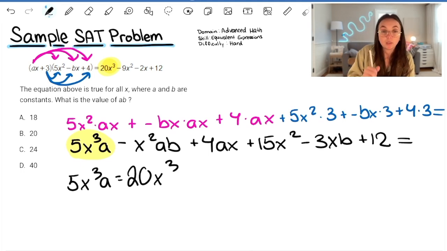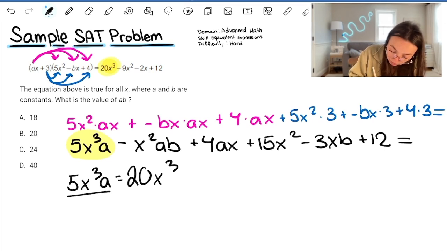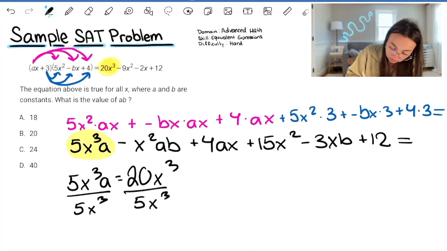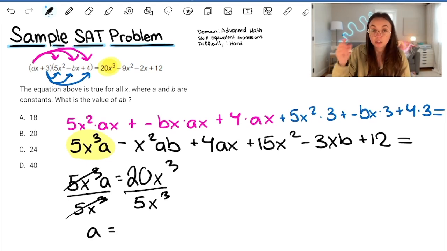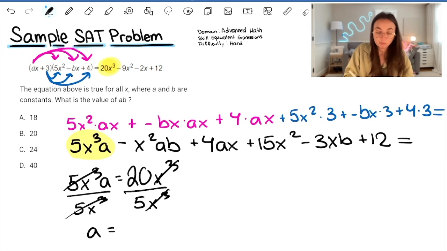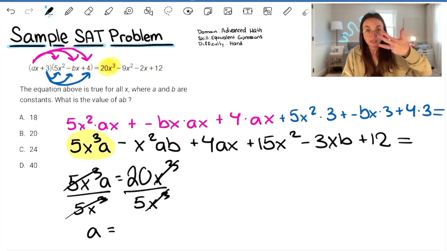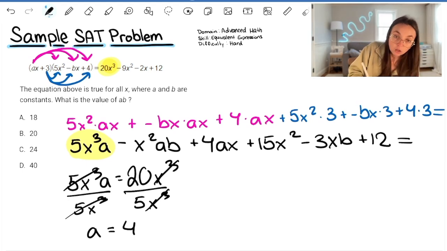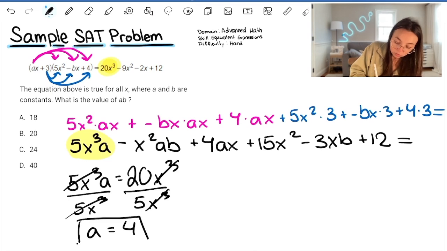So now what we're going to do here is solve for a. We're going to divide both sides by 5x cubed. Okay, this whole side over here cancels, so we have a left on the left-hand side. On the right-hand side, the x cubes also cancel, and then we simplify. 5, 10, 15, 20. So that's going to be 4. So we found that a equals 4.